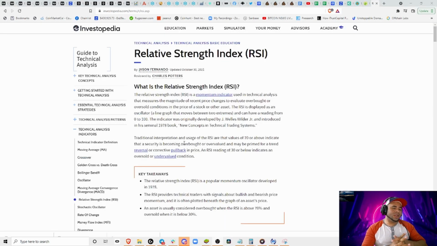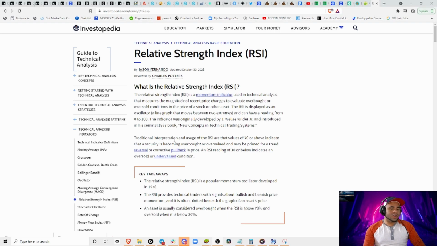What is the relative strength index? The relative strength index is a momentum indicator used in technical analysis that measures the magnitude of recent price changes to evaluate overbought or oversold conditions in the price of a stock, market, or other assets. The RSI is displayed as an oscillator, a line graph that moves between two extremes and can have a reading from 0 to 100. The indicator was originally developed by J. Wells Wilder Jr. and introduced in his seminal 1978 book, New Concepts in Technical Trading Systems.